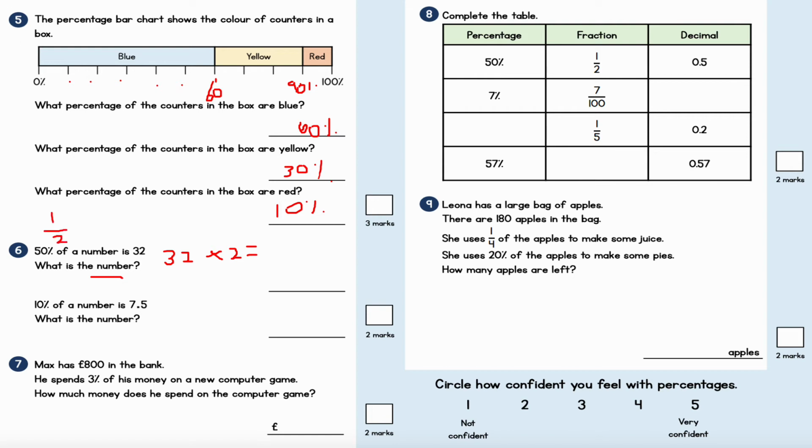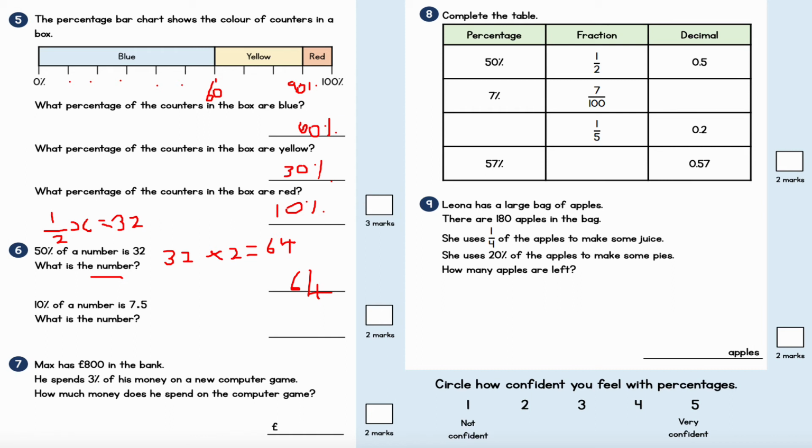Okay, so half of something, let's just call that x. A half x equals 32. Now, if I solve that equation and make x the subject, I multiply everything by 2 on both sides. So I get the number to be 64. Okay, and I can check my answer. 50% of 64 is indeed 32, because half of 64 is 32.